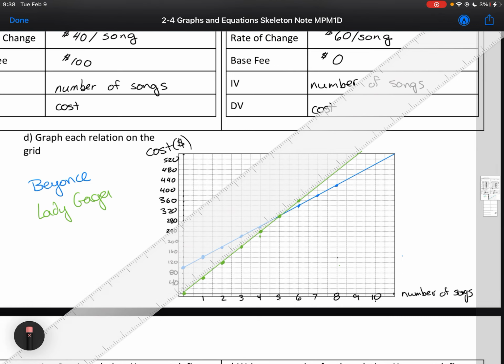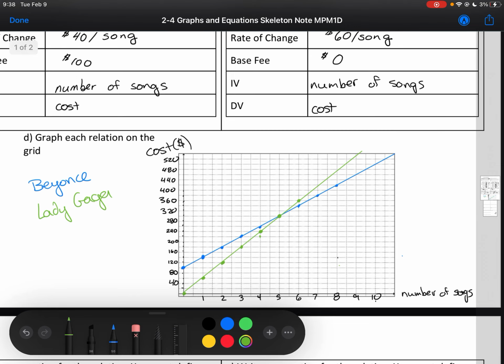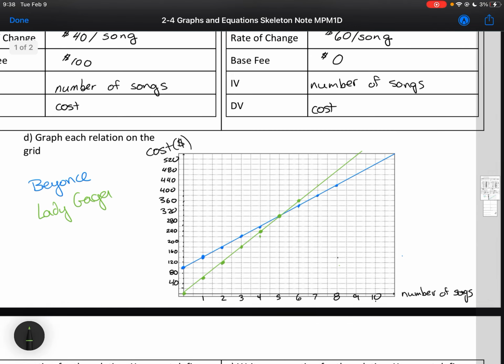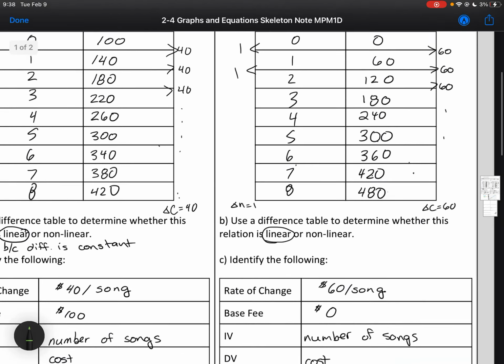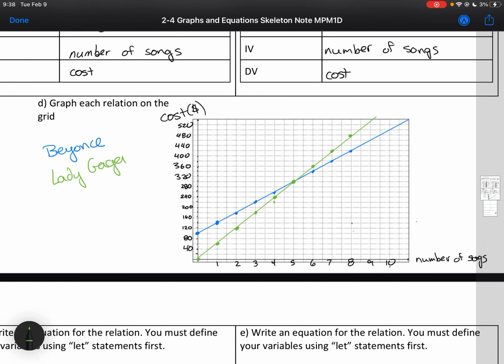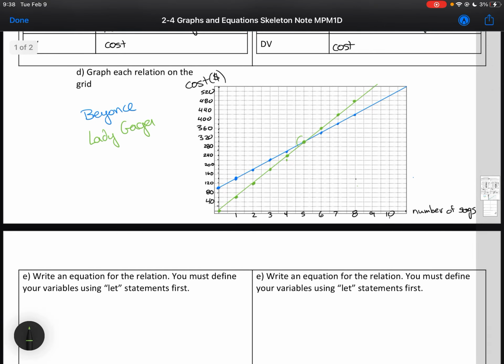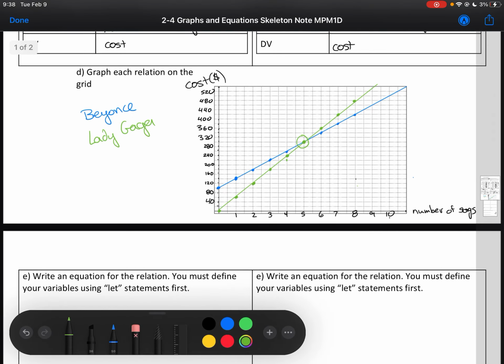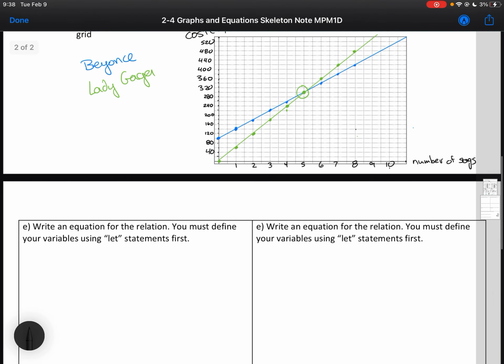Okay, and let's make sure I've got those points in the right spot. At 7 songs, we should have 400. 8 songs, we were all the way up here at 480. Okay, so now we've got those two graphs. They obviously cross at this point right here. So that's probably going to be important.